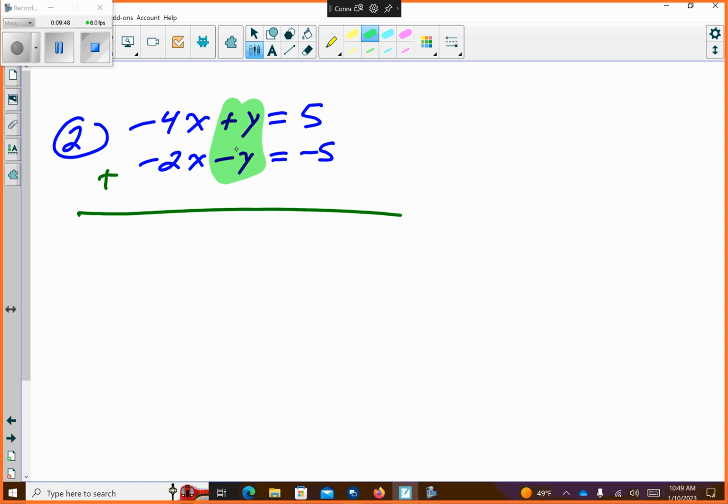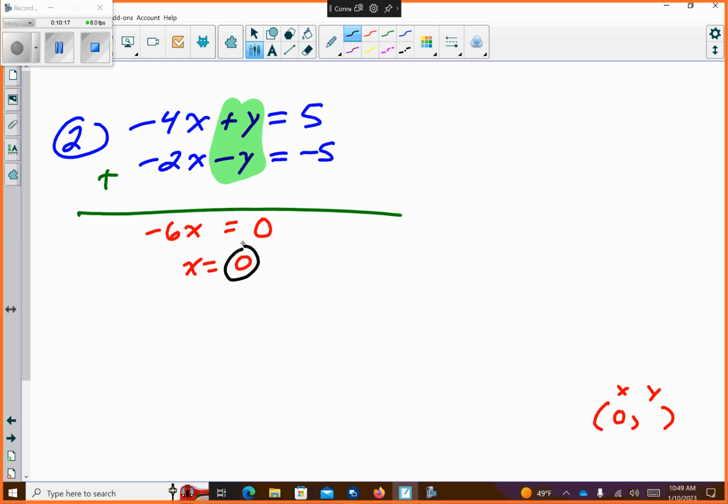How do I know it goes away? Well, I have a positive y on one and a negative y on the other. Okay? So if I combine this, I have negative 4, negative 2, both being x, so that gives me negative 6x. The y's are gone. 5 minus 5 is 0. Friends, what does x equal? 0, because 0 divided by 6 is 0. So here's my first answer. That's my x value. How do I get my second answer?